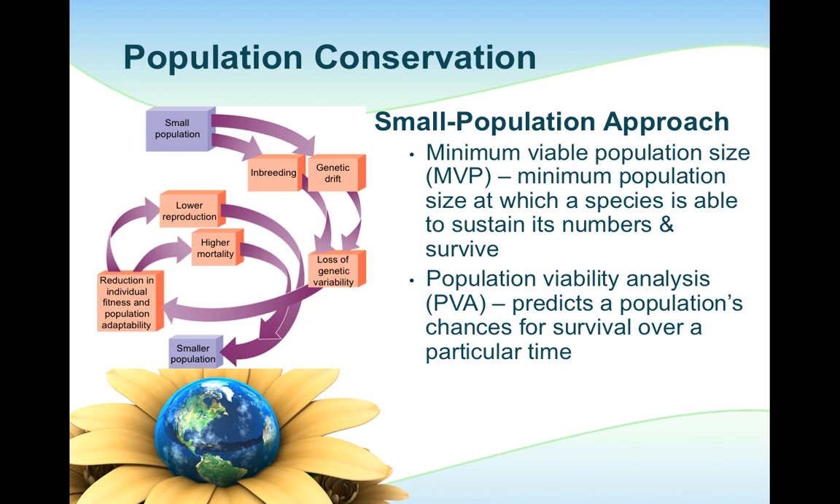Some of the computer models that ecologists might use when trying to determine this look at two pieces. First, the minimum viable population size. What's the absolute minimum population size that a species needs in order to sustain its numbers, keep its survival, and not fall into this vortex? And then also utilizing the population viability analysis, predicting what a population's chances are for survival over some time frame, whatever we're utilizing to study.